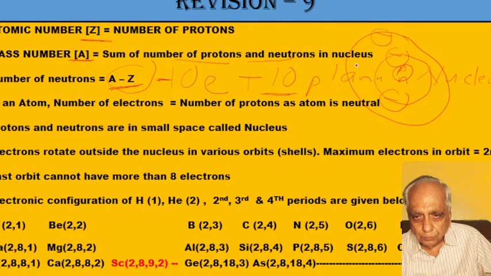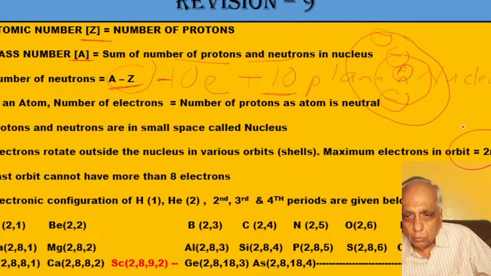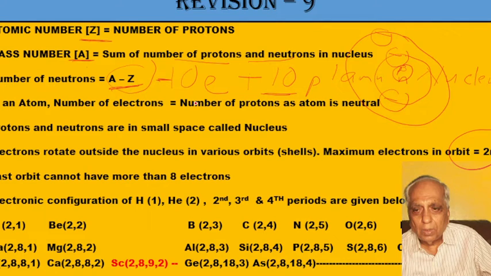There are certain rules by which we can find out how many electrons are in which orbit. The maximum number of electrons in any orbit is 2n square, where n is the number of the orbit. So if I have only one orbit, the maximum number of electrons in that orbit would be 2.